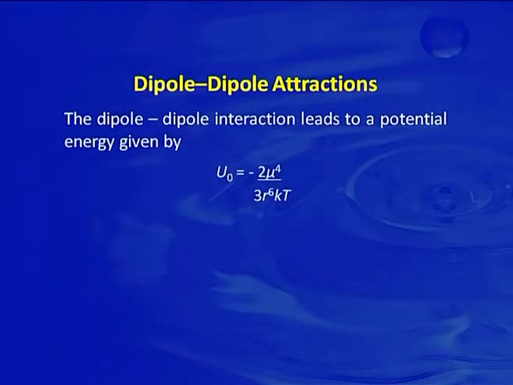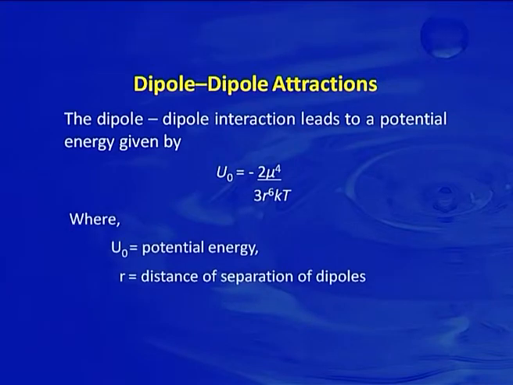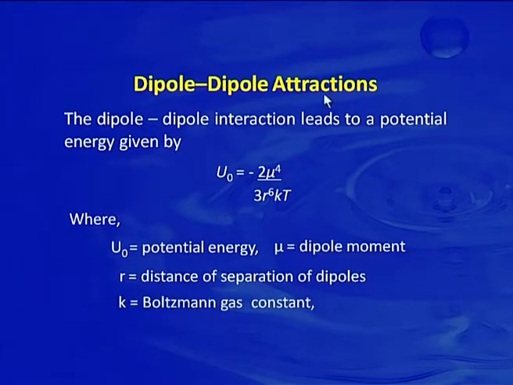The dipole-dipole interaction leads to a potential energy given by U is equal to minus 2 mu^4 by 3 r^6 kT, where U is the potential energy, r is the distance of separation of the dipoles, mu is the dipole moment, and k is the Boltzmann constant. By this formula, knowing the dipole moment, one can measure the potential energy of that compound.